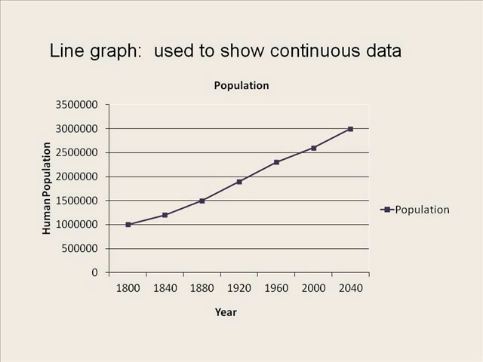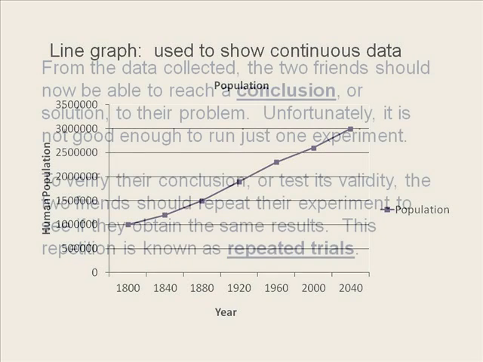So if we think back to the experiment we're talking about in these notes with the icicles, which is fresh water, and the unfrozen seawater on the ground, since we are measuring temperature over time, we would use a line graph to show our results.